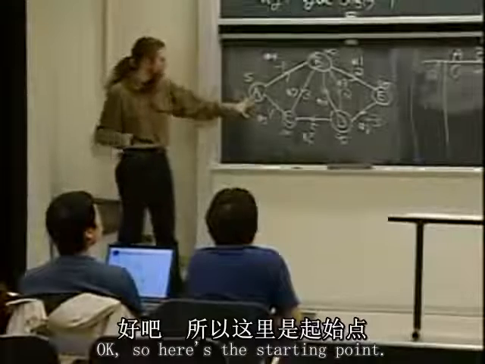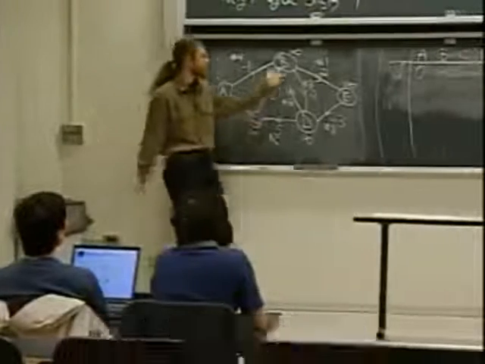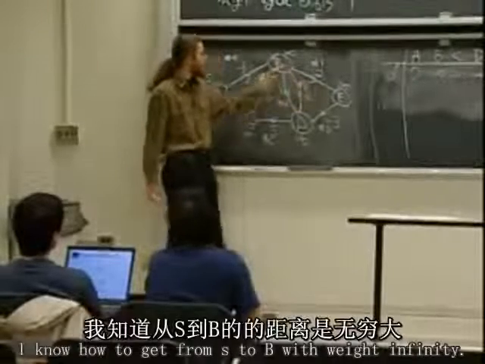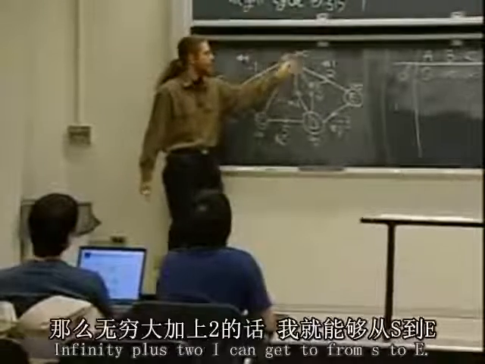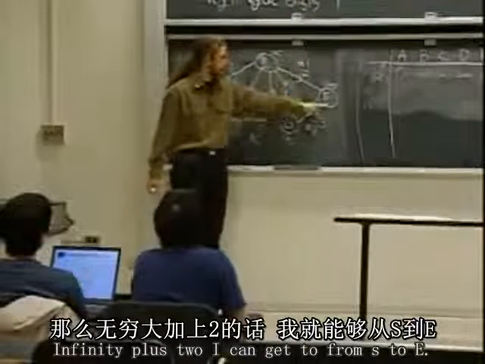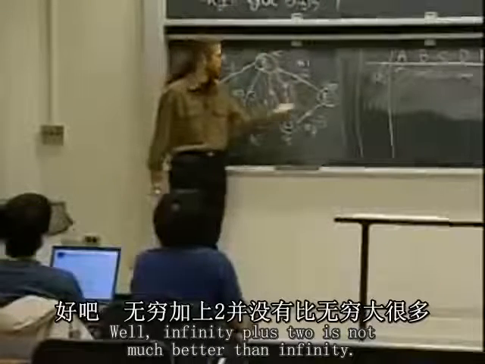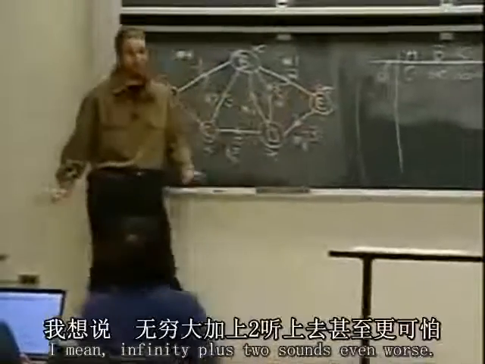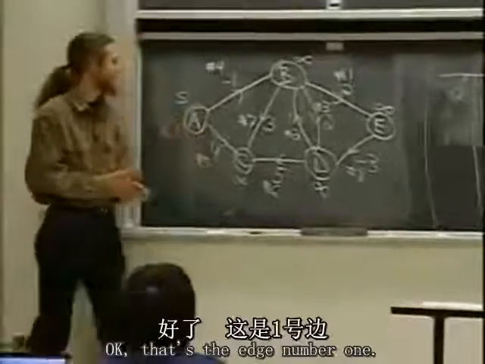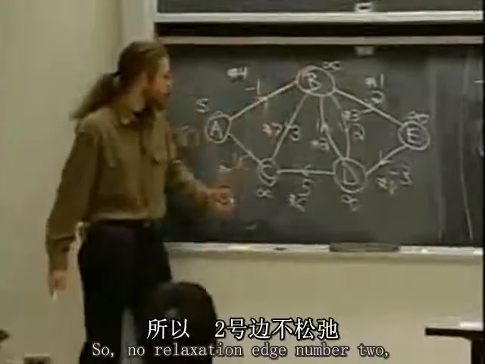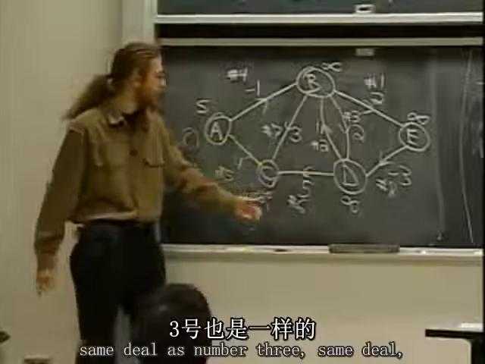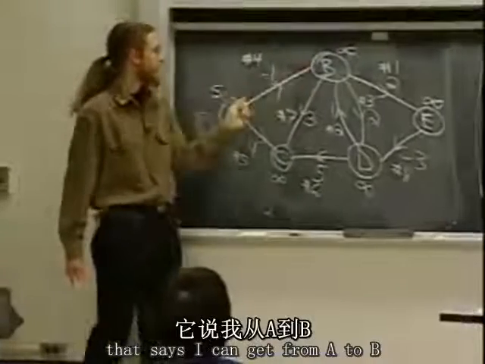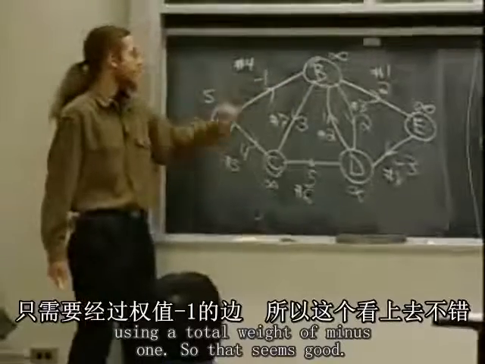Okay, so here's the starting point. Now I'm going to relax every edge. There's going to be a lot of edges here that don't do anything. I try to relax edge 1. I say, well, I know how to get from S to B with weight infinity. Infinity plus 2, I can get from S to E. Well, infinity plus 2 is not much better than infinity. So I don't do anything. Infinity plus 2 is infinity. That's edge number 1, so no relaxation. Edge number 2, same deal. Edge number 3, same deal. Edge number 4, we start to get something interesting because I have a finite value here. It says I can get from A to B using a total weight of -1.